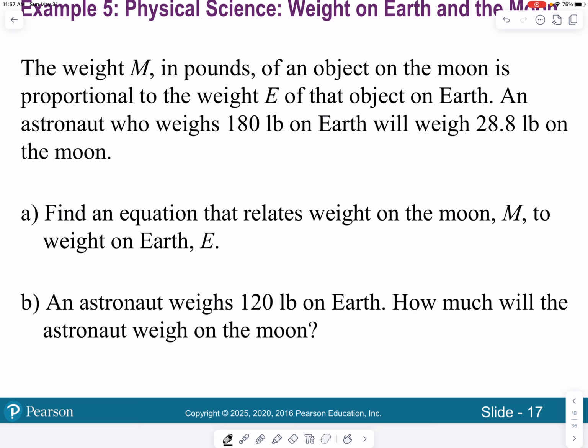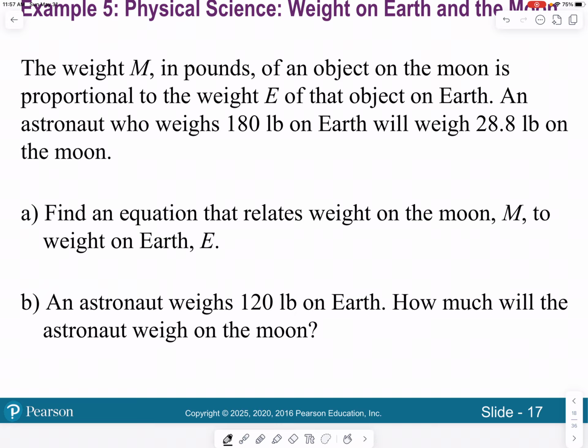Okay. So it says that the weight of an object on the moon is proportional to the weight on the Earth. So whenever we have that something is proportional to another, we can make an equation that should take the form m equals k times e, where k is some constant. I'm trying to think if it's a constant or a positive constant, if it has to be positive. But it's usually m equals k times e. We'll see it in just a moment.